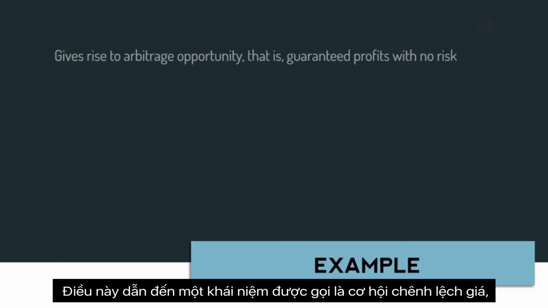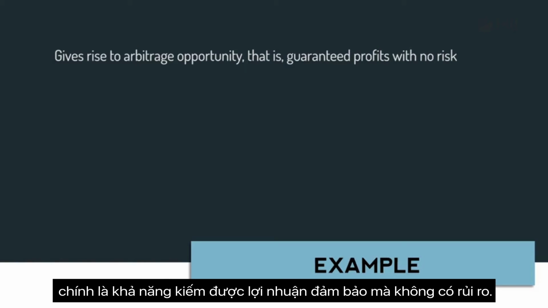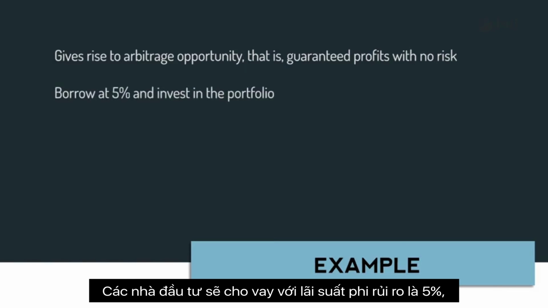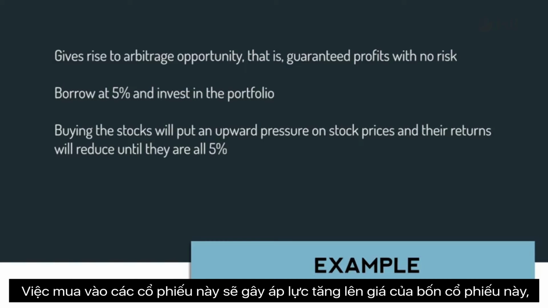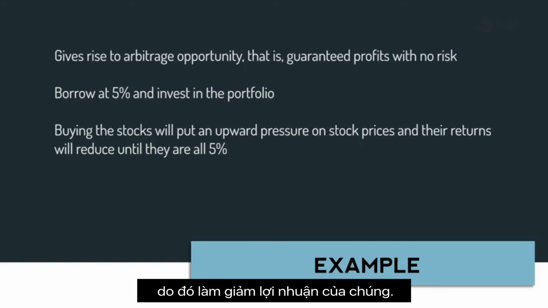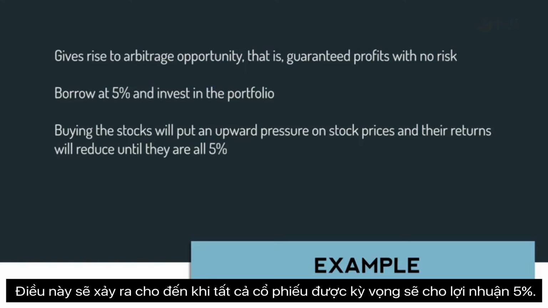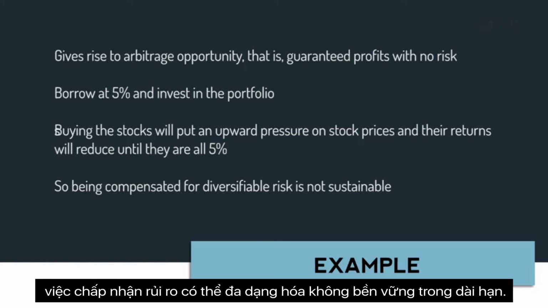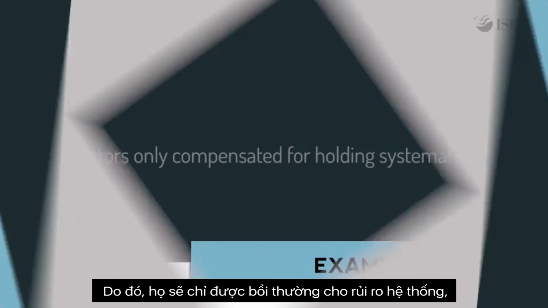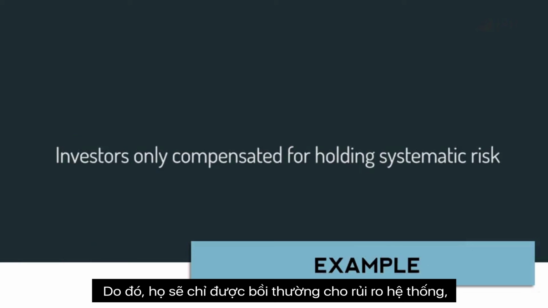This gives rise to what is called an arbitrage opportunity, that is, the ability to make guaranteed profits with no risk. Investors will borrow at the risk-free rate of 5% and invest in this portfolio and earn a guaranteed 16%. The buying of these stocks will put an upward pressure on the prices of the 4 stocks, consequently reducing their returns. This will happen until all stocks are expected to give a return of 5%. So investors expecting to be compensated for holding diversifiable risk is not sustainable in the long run. Hence, they will be compensated only for systematic risk, that is, risk that is not diversifiable.